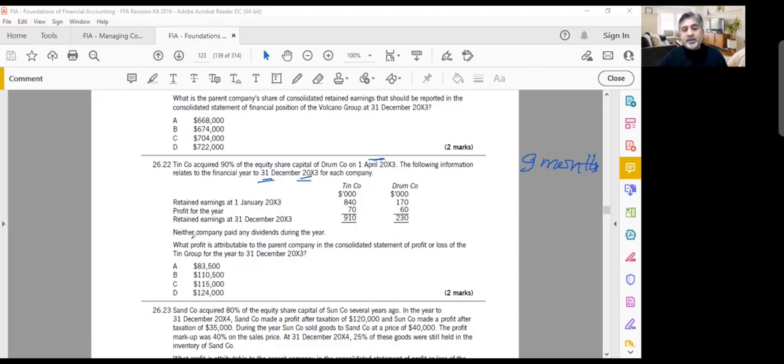Now, in this question, please pay attention. What profit is attributable to the parent company? In the previous question it said, what is the parent company share of consolidated retained earnings? Here it is saying profit attributable to the parent company. Retained earnings and profit are two different things. Because it said retained earnings, I took the full retained earnings of the parent, 650.